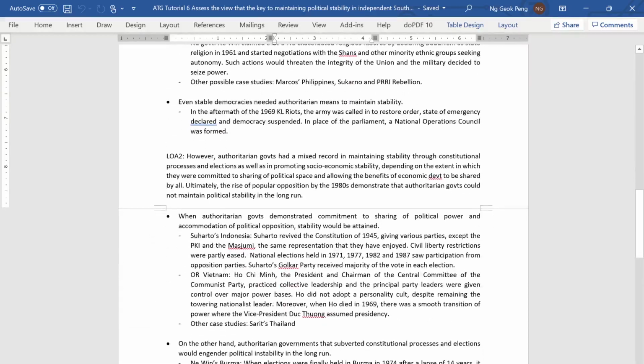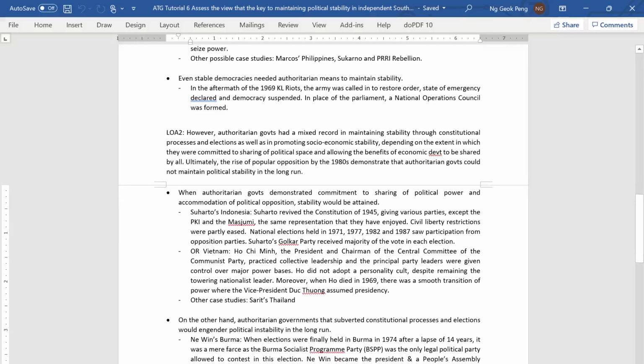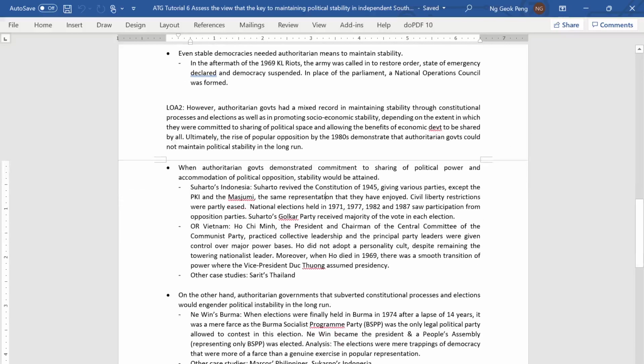Then LA2. Looking at authoritarian governments having a mixed record, this would be the so-called influencing factor. With regards to criterion 2, which is the ability to promote legitimacy via constitutional processes and elections, the positive examples would be Suharto's Indonesia or even Vietnam. Now, I'm writing these 2 case studies. You just memorize one. If you want to be special, you can have Sarit's Thailand as well.